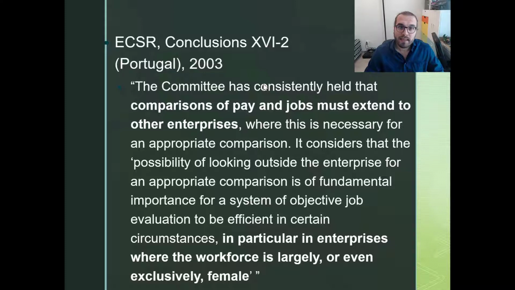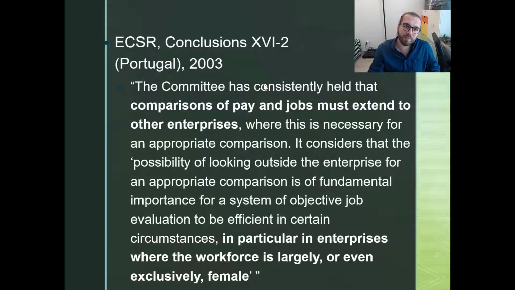Now, if you look at these conclusions about Portugal, you will see the same approach of the ILO, which I just described. So when you are looking for discrimination, the comparison, says the European Committee of Social Rights, must extend to other enterprises. For the same reason, last sentence of the slide, otherwise enterprises which are largely female oriented, where the workforce is made of women, will be in a way forgotten because they do not have a comparison in the same company.